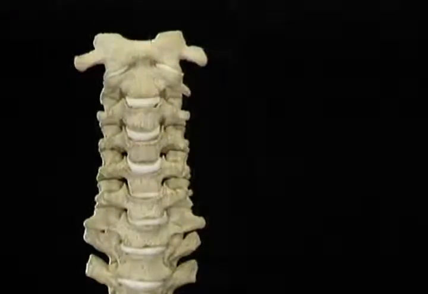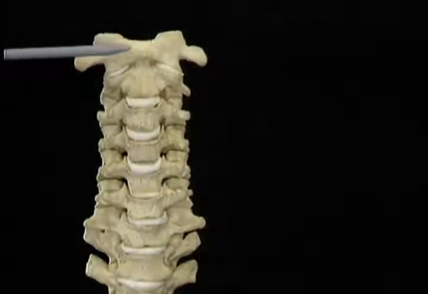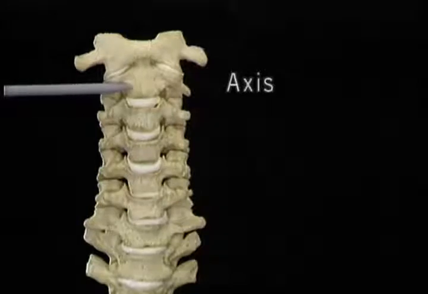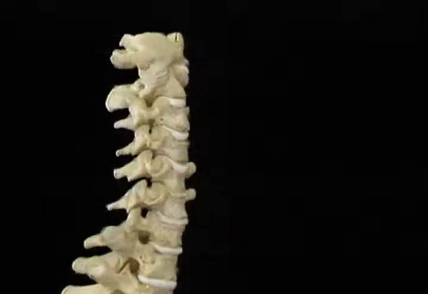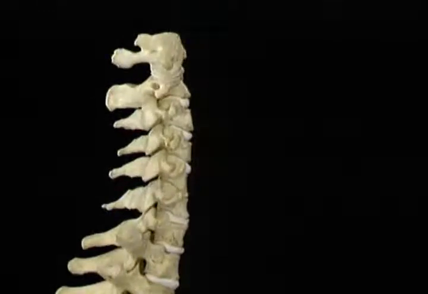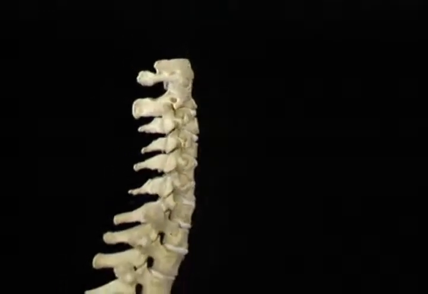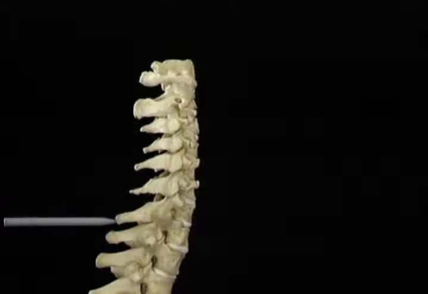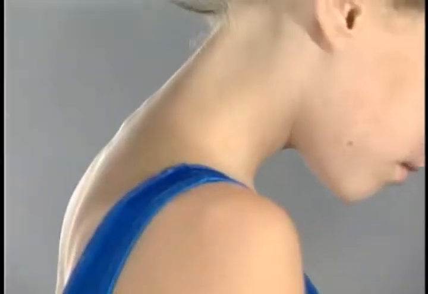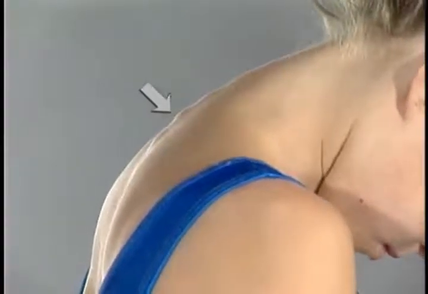Of the 7 cervical vertebrae, the first 2, which are called the atlas and the axis, differ from the others in several ways. We'll see them in detail in Volume 4 of this atlas. The 7th cervical vertebra also differs from the others in that it has a long spinous process, ending at a single point, which forms this small prominence on the back of the neck.